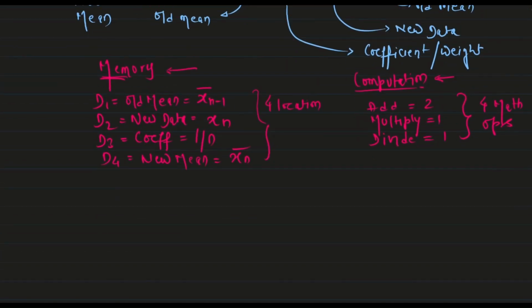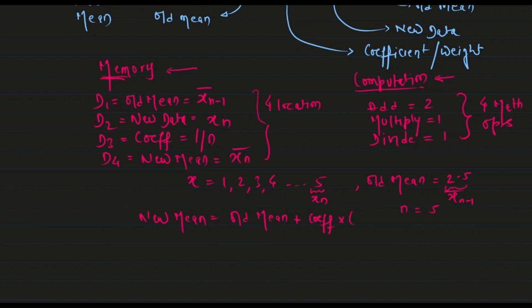So just as a last sanity check, if we continue with our series, we were at 1, 2, 3, 4, and at some point number 5 appears. Up till this point, my old mean was 2.5. And now I'll just plug these numbers. So this is my new number. This is my old mean. And the total number of numbers now, n, is equal to 5. So as per the recursive formula, new mean is equal to old mean plus coefficient multiplied by this term.